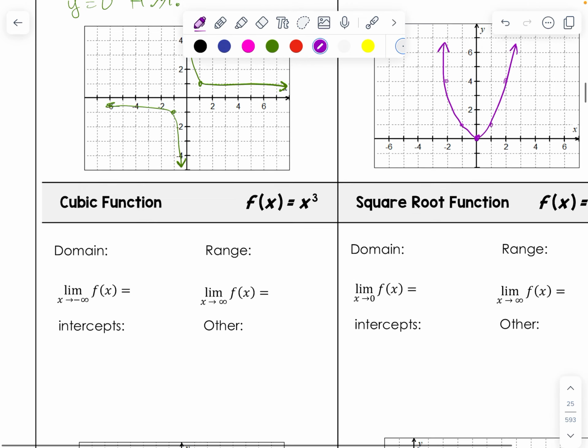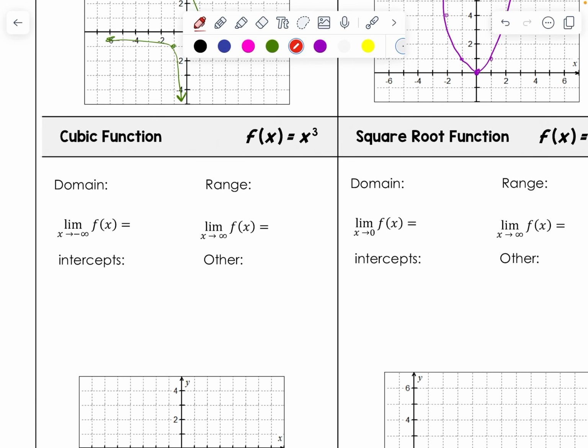All right, let's talk about our cubic function. Cubic function looks like this, where you've got x to the third. There's no restriction on the domain, so we know negative infinity to infinity, also the same for the range. The limit as x approaches to the left to negative infinity is also negative infinity. To the right, the limit as x approaches infinity of f of x is positive infinity. We know the intercepts for x and y are at 0, 0.